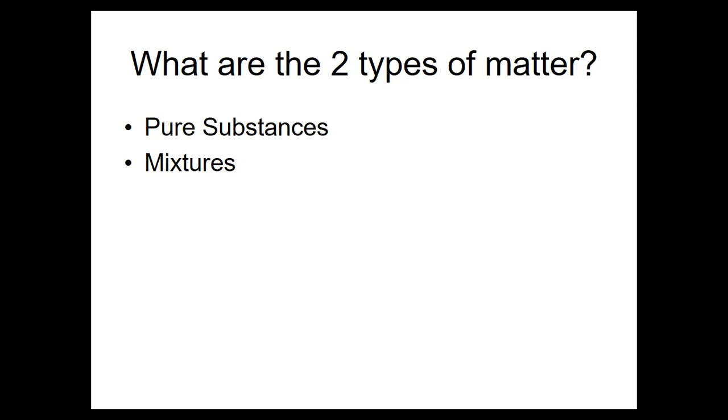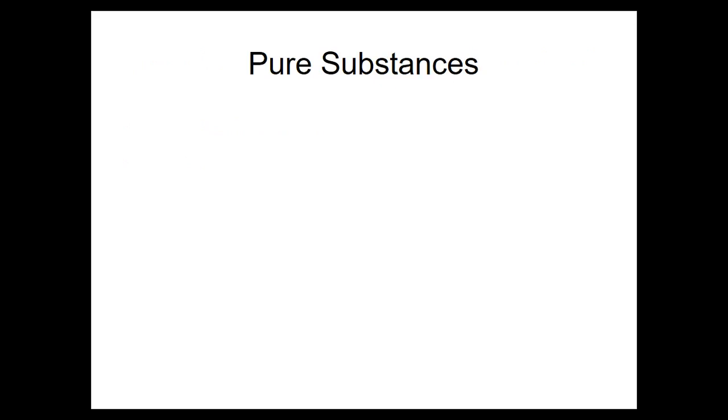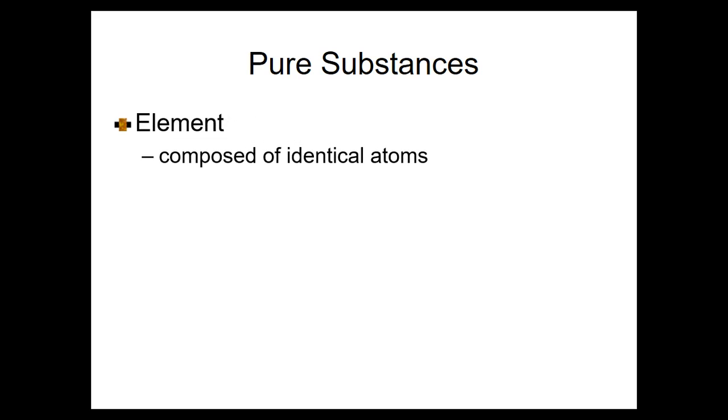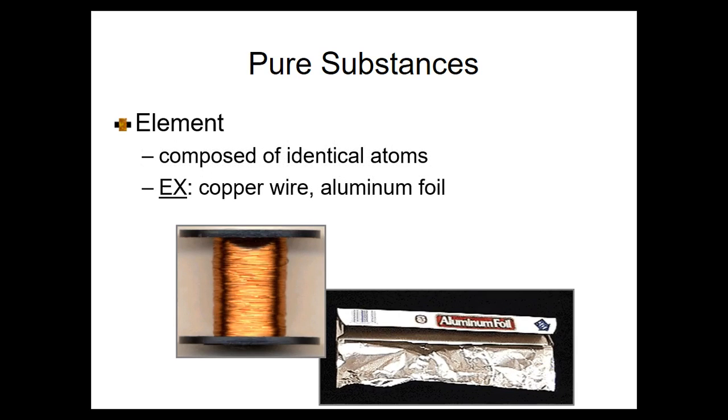Okay, so the two types of matter, like I said, are either pure substances or mixtures. Pure substances can be an element. These would be composed of identical atoms. Examples of pure elements you have around the house are things like the copper wiring in your walls, or if you get out some aluminum foil to wrap something up, that is pure aluminum, an element.